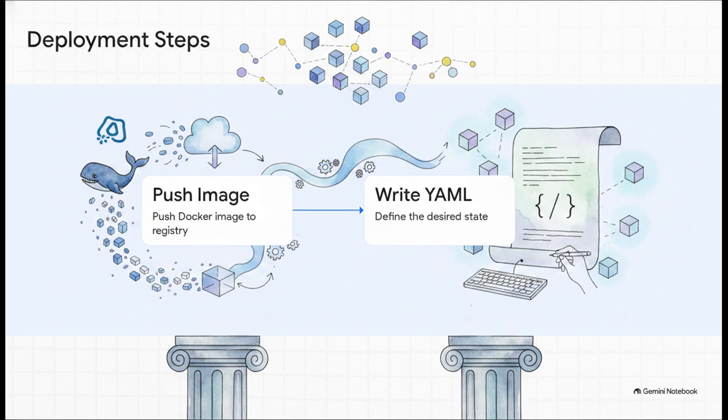Believe it or not, mastering all of that complex orchestration actually starts with just two fundamental actions. Step 1 is pushing your image, and Step 2 is writing your YAML. It's really that straightforward. If you can firmly grasp these two pillars, you are well on your way to taming the Kubernetes environment. So let's look at exactly what these steps require us to do.